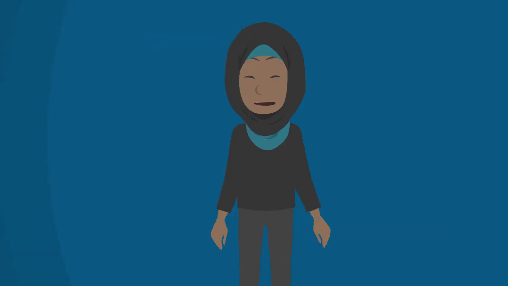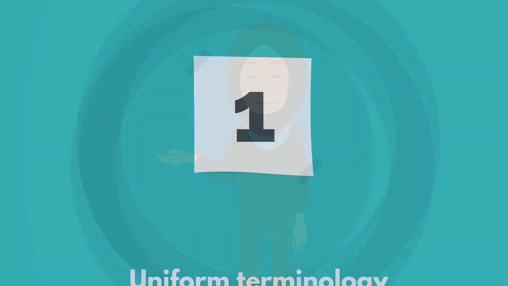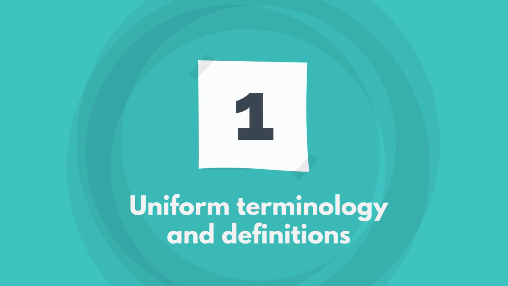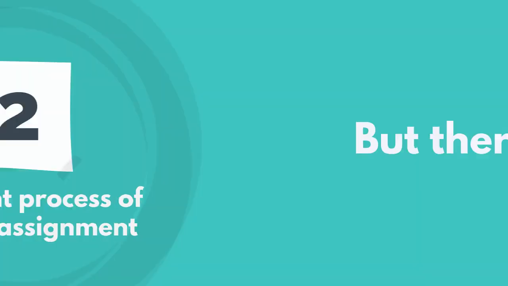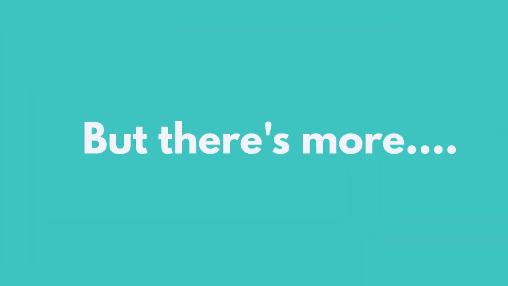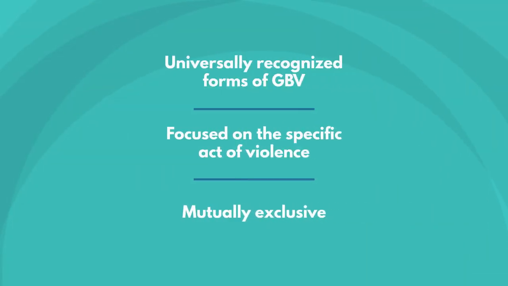Well, we found that you need two elements to make it work. First, you need a uniform set of terminology and definitions. And second, you need a consistent process to classify or assign a type of violence. But that's not all. You need to ensure the types of violence are universally recognized forms of GBV.